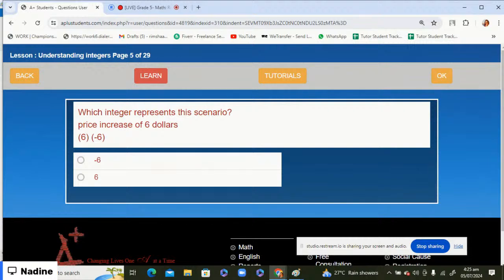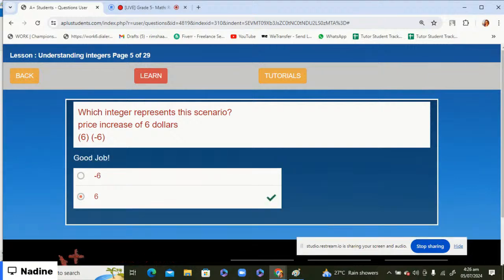Now which integer represents this scenario? Price increases of $6. Now look at here, the prices are increasing. And how many dollars does it increase? It increases $6. So we can say that it's positive 6. Okay.